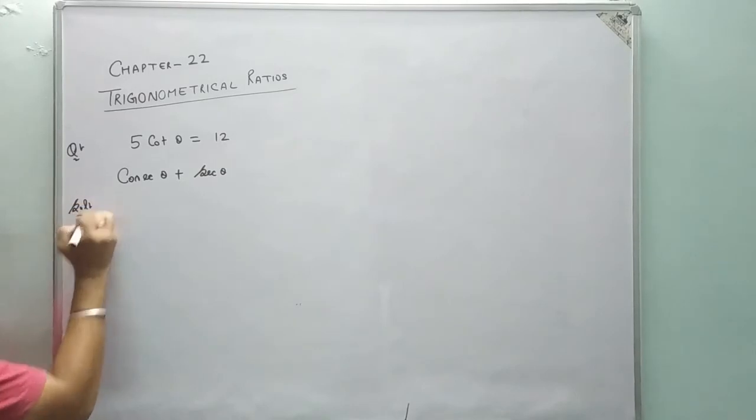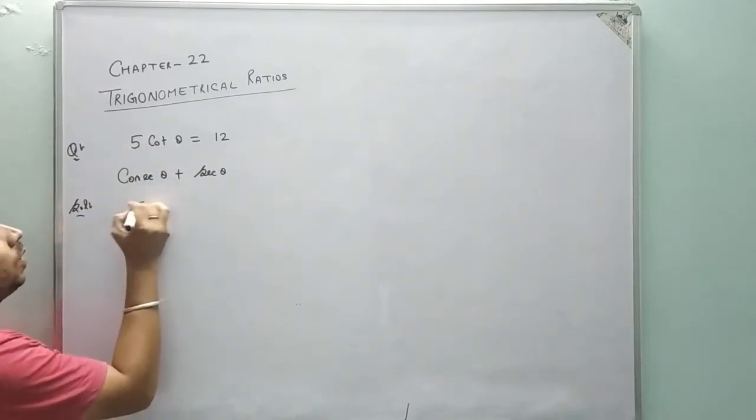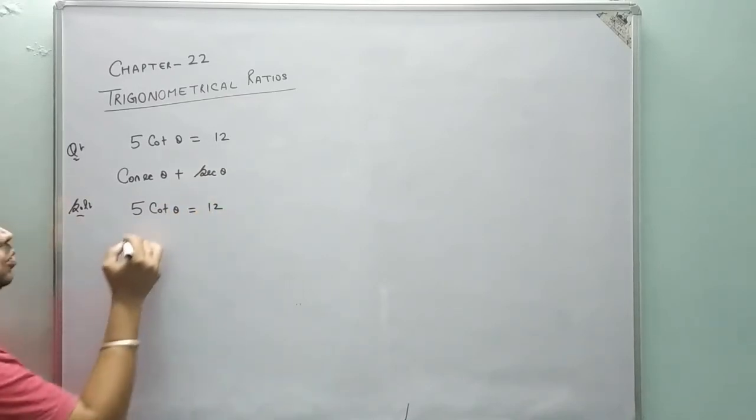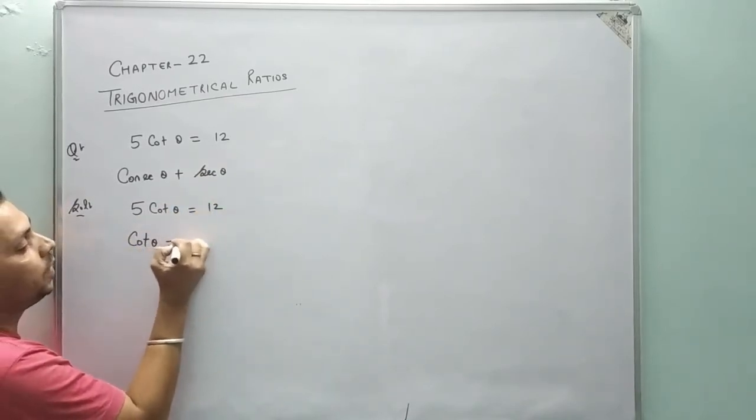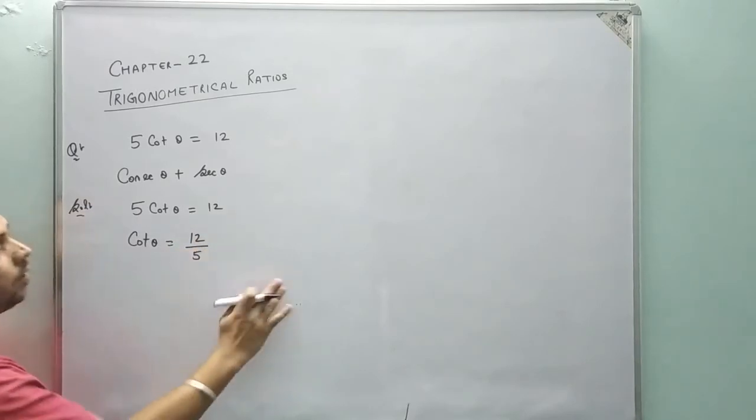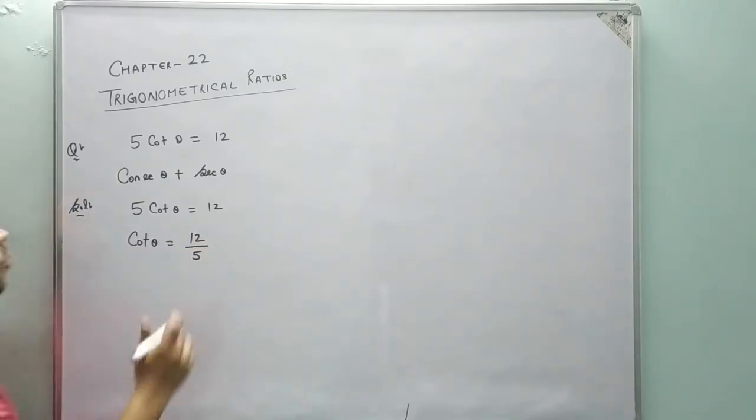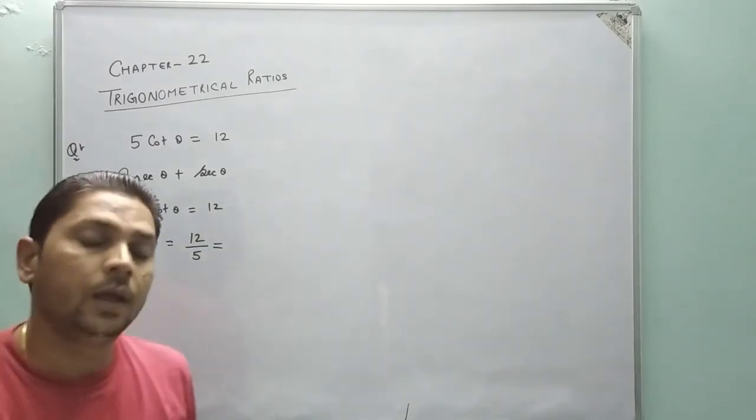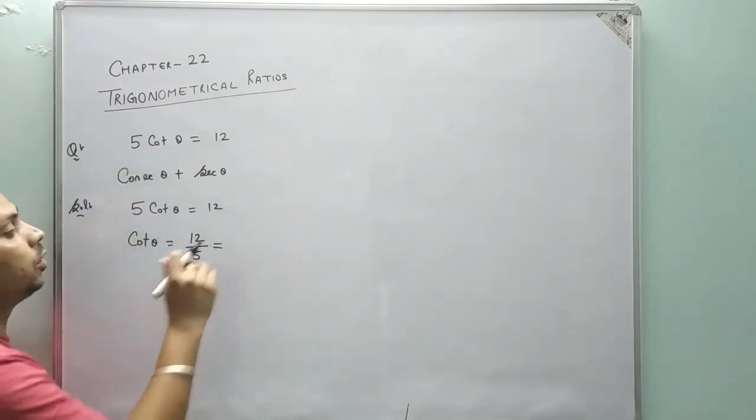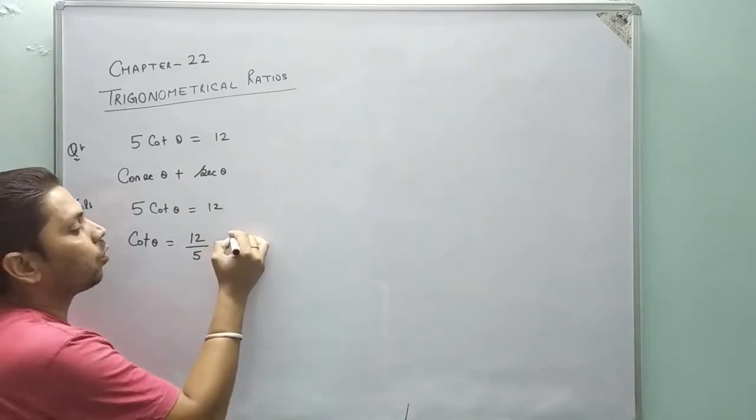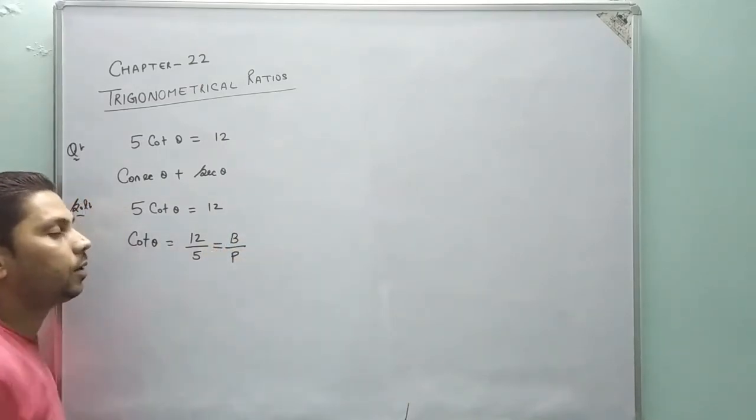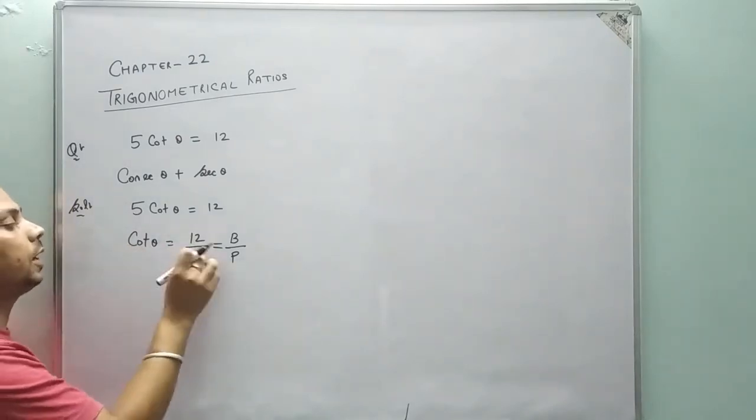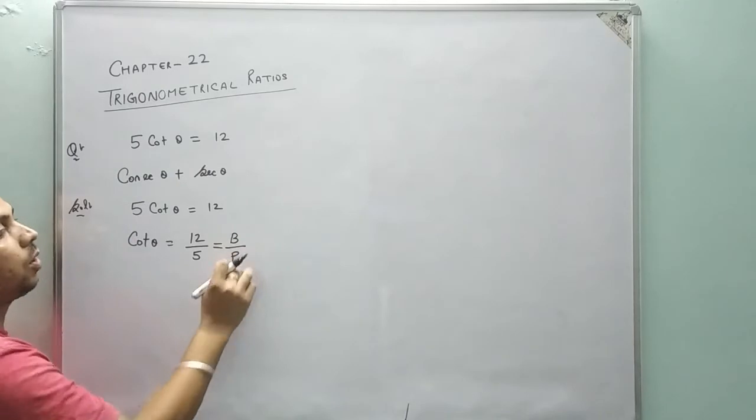Proceeding from your given term, 5 cot theta is equal to 12. So cot theta will be equal to 12 upon 5. Cot is inverse of tan. Tan is perpendicular upon base, so cot will be base upon perpendicular. You have to follow the table and find the value of cot theta, base upon perpendicular.